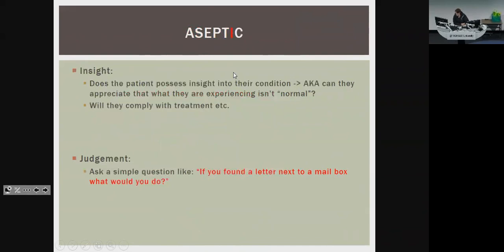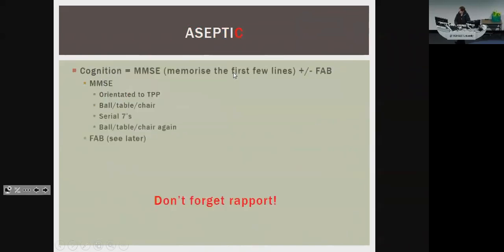Okay, and judgment is very simple. You ask a simple question like, if you walked up to a letterbox and you found a letter next to the letterbox, what would you do? And the simple solution is I'd pick it up and I'd mail it. But patients with schizophrenia sometimes lose that simple judgment. It's a really dumb one and it won't actually be assessed in your video. So just say unable to assess judgment.